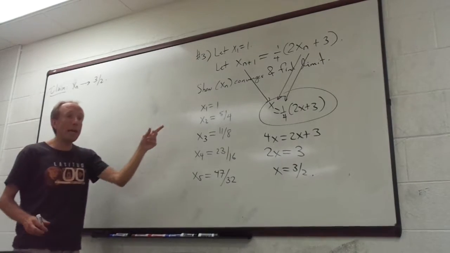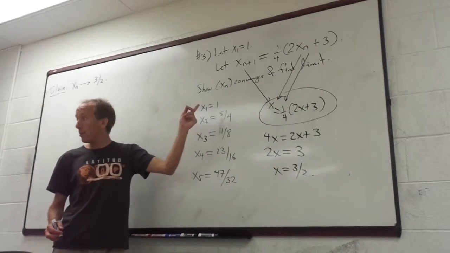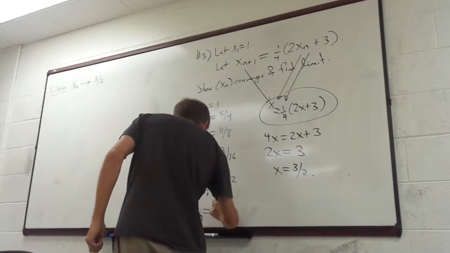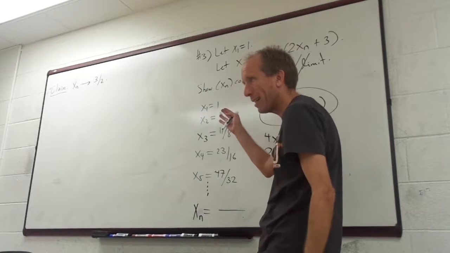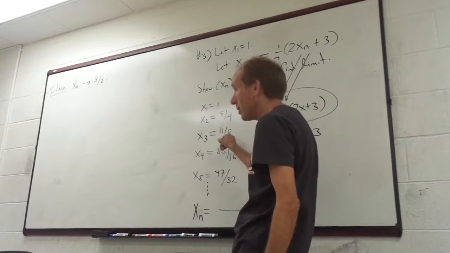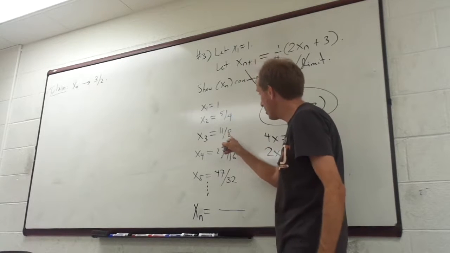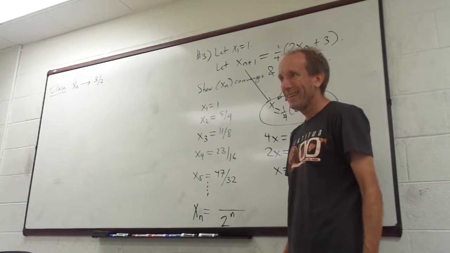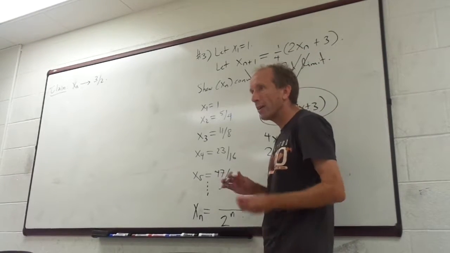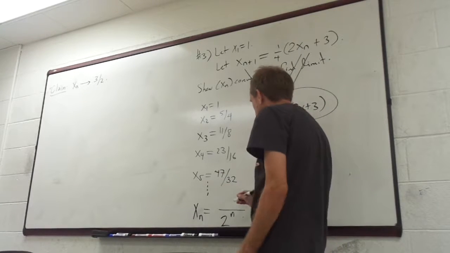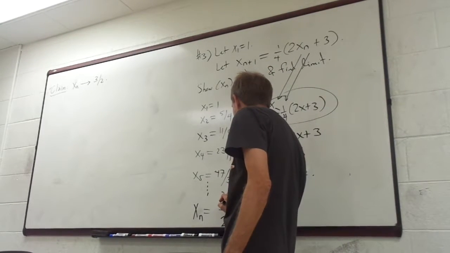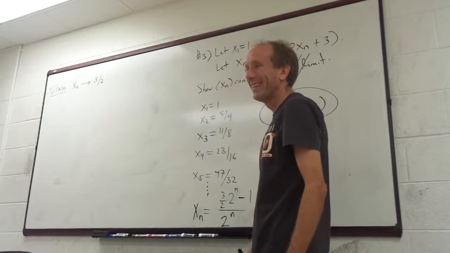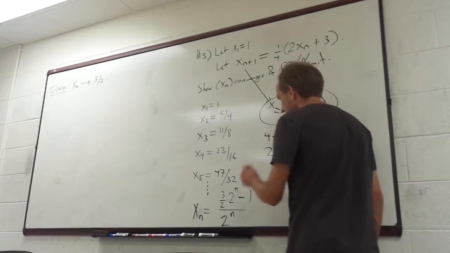Now, because we wrote down the first few terms of the sequence, another approach might be to say, I bet I can actually guess the formula for x_n. The denominators here are just 2 squared, 2 cubed, 2 to the 4th, 2 to the 5th, so you might guess that that's going to be 2 to the n. And then the numerator is basically 3 halves of that, but then minus 1. So you multiply by 3 halves and then subtract 1.